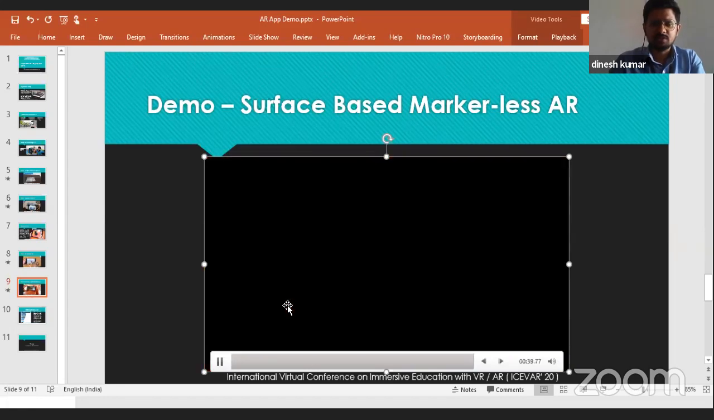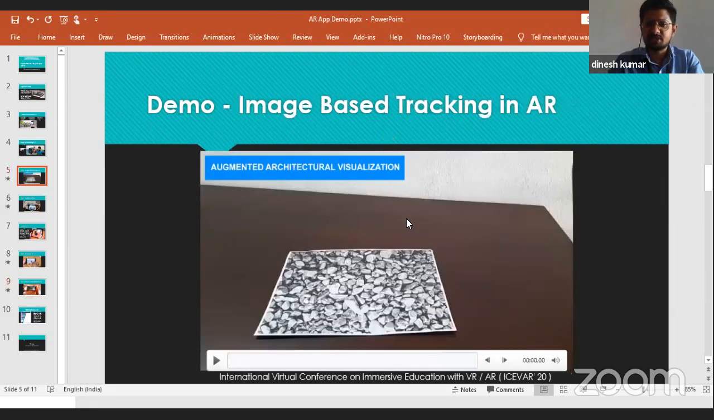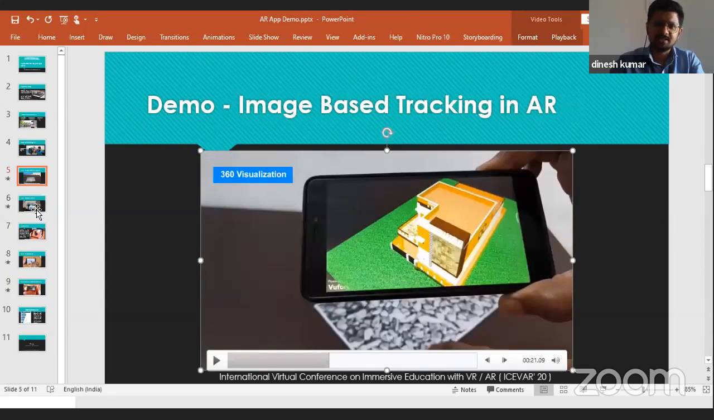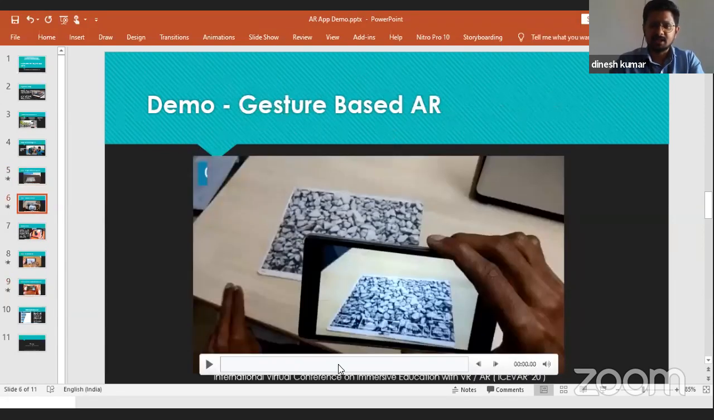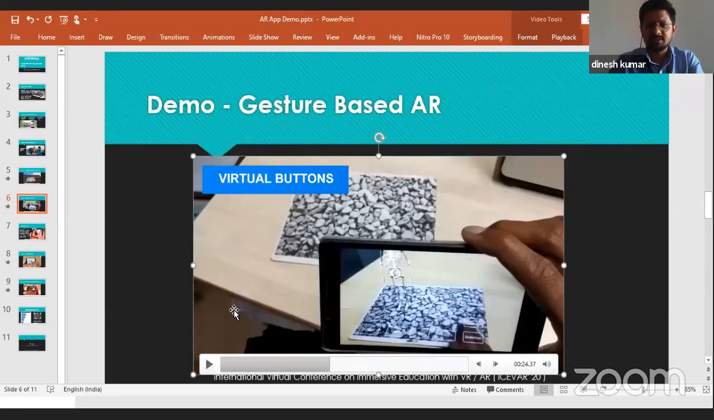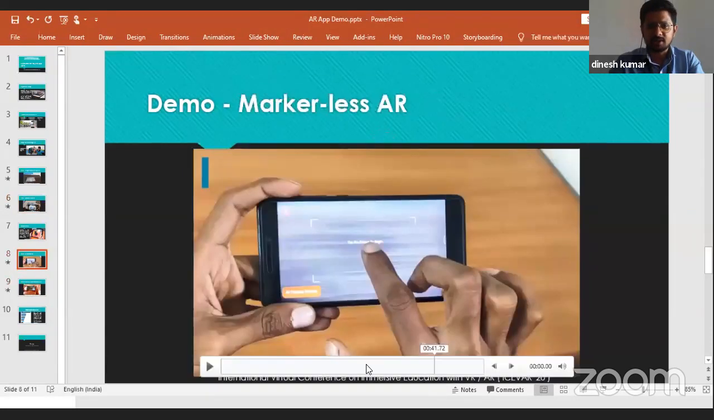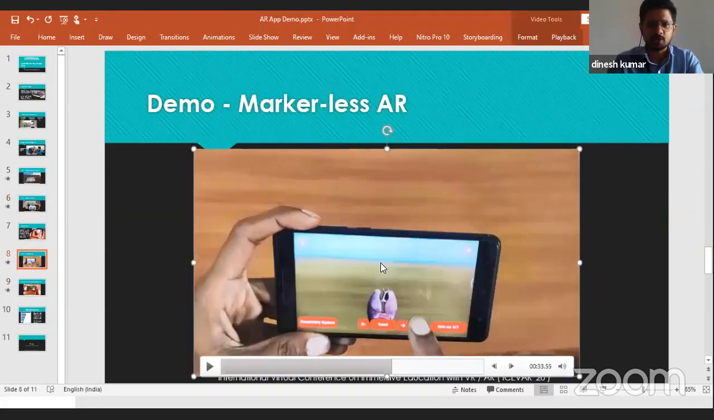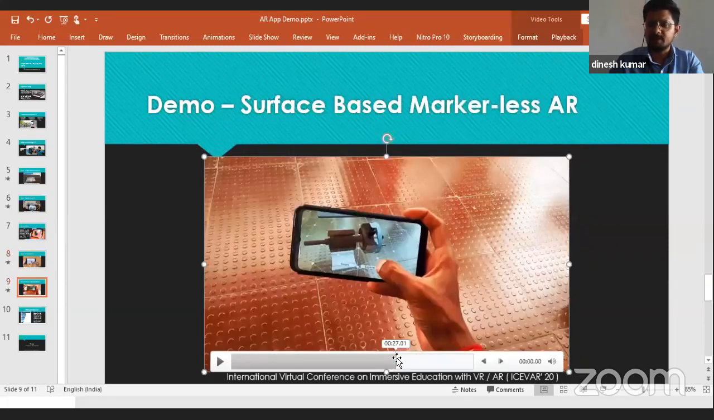Yeah, so these are some of the demos that we have been doing in our research facility, right from our image-based tracking, where I have shown you some 360-degree visualization, and gesture-based tracking, where I have shown you some virtual buttons using gestures, and markerless for teaching anatomy to the students, and an exploded animated view of a machine or any 3D element you have. So this is a good selling point.